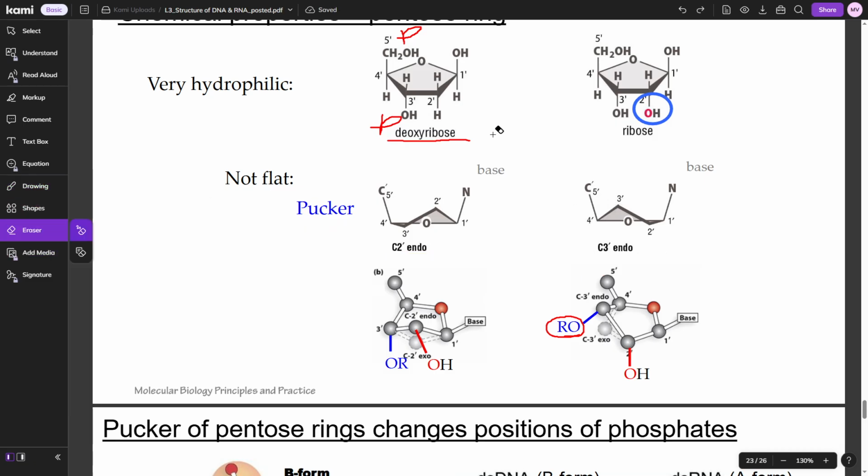Now, the reason that we have these different forms is because of this interaction of this OH with these OR groups. And in the case of DNA and RNA, this R is going to be a phosphate, and then the 5 prime is also going to have a phosphate. So, let's look at this.